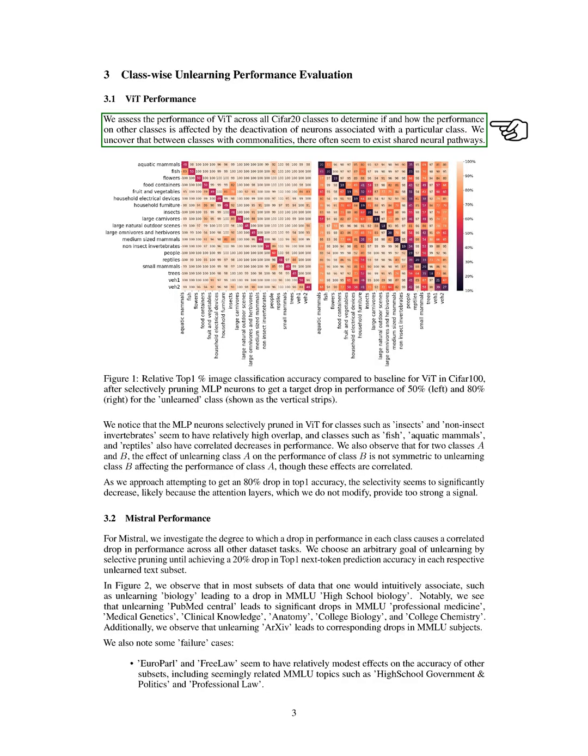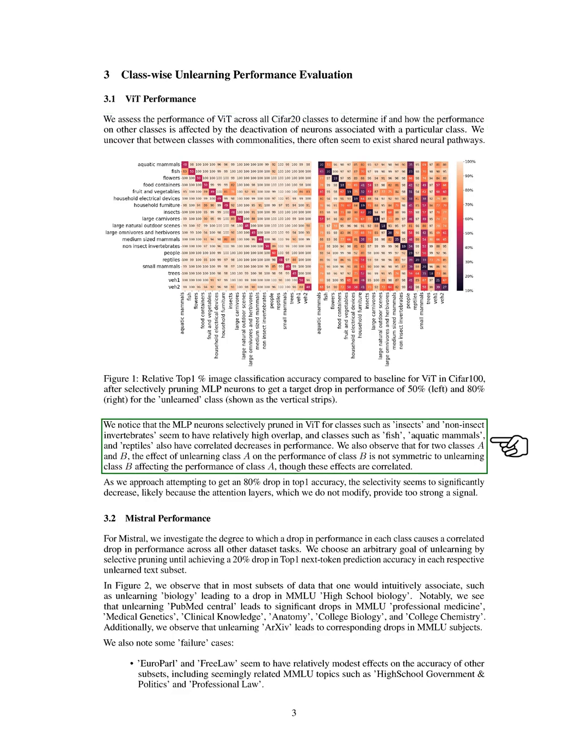Finally, we evaluate VIT's performance across CIFAR 20 classes to see how deactivating neurons for one class impacts others. We find that classes with similarities often share neural pathways. For instance, neurons pruned for insects and non-insect invertebrates show significant overlap, and classes like fish and reptiles also exhibit correlated performance drops. Interestingly, the impact of unlearning one class on another is not symmetrical, although they are related.